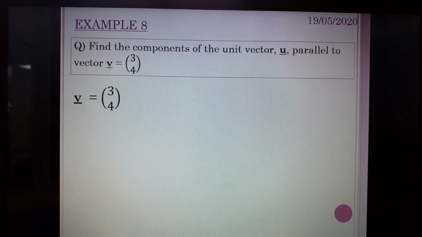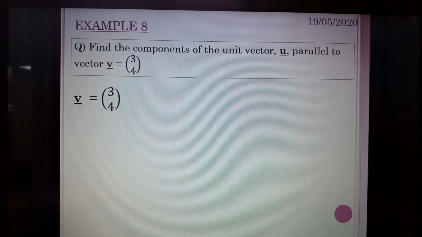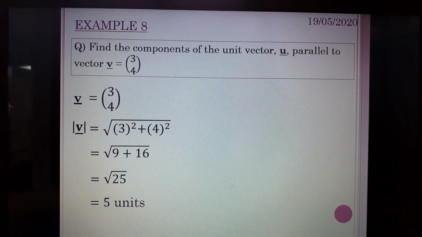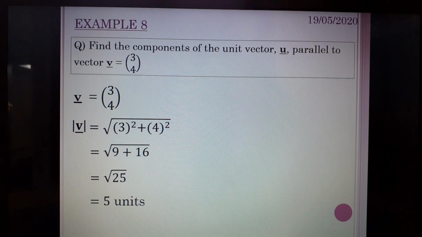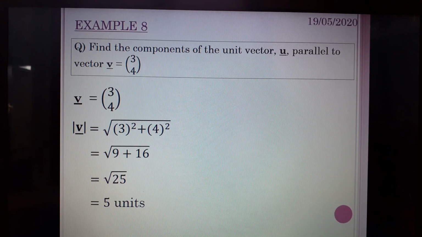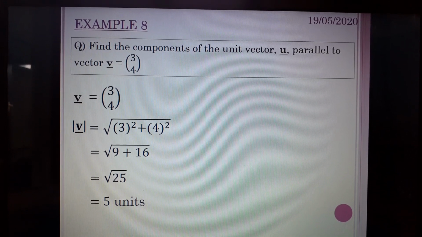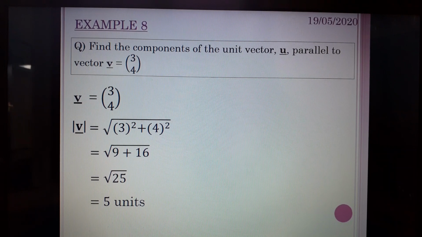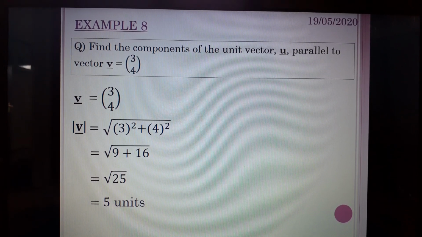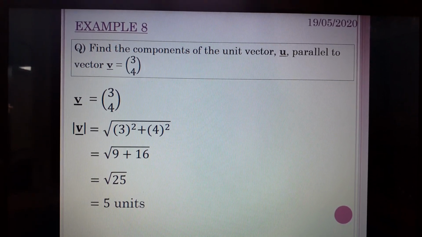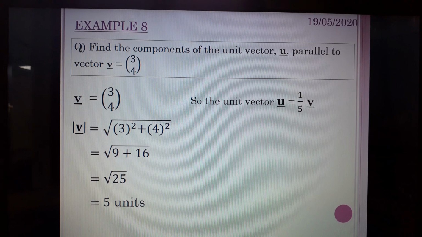Now let's start with vector v and let's see what the size and magnitude of vector v is. That turns out to be 5 units. When we square the numbers, add them together and square root them, we have 5 units. So vector v is 5 units. So if we want to find a parallel vector u, parallel to vector v, then we will have to divide vector v by 5, and that will give us vector u that will have magnitude 1 instead of 5.